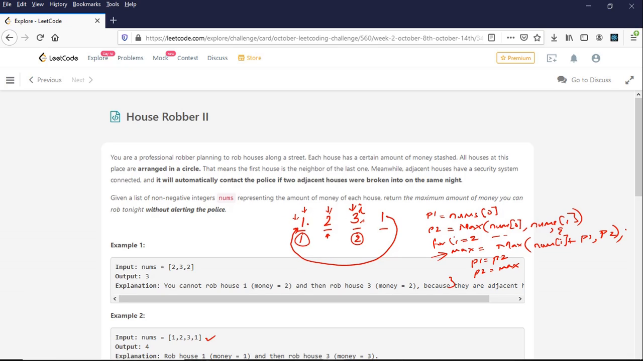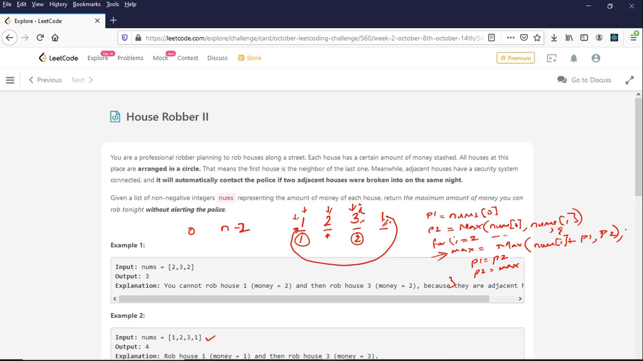So, that means if I am selecting the first house, I cannot select the last house here. Okay. So, if I am starting with first, I can only go till the last minus 1. Okay. So, if I am starting with 0th index, I can only go till n minus 1 index, or rather n minus 1 is the last element. So, it will be n minus 2 index, right. So, in that case I am not considering the last element. So, that is one case.